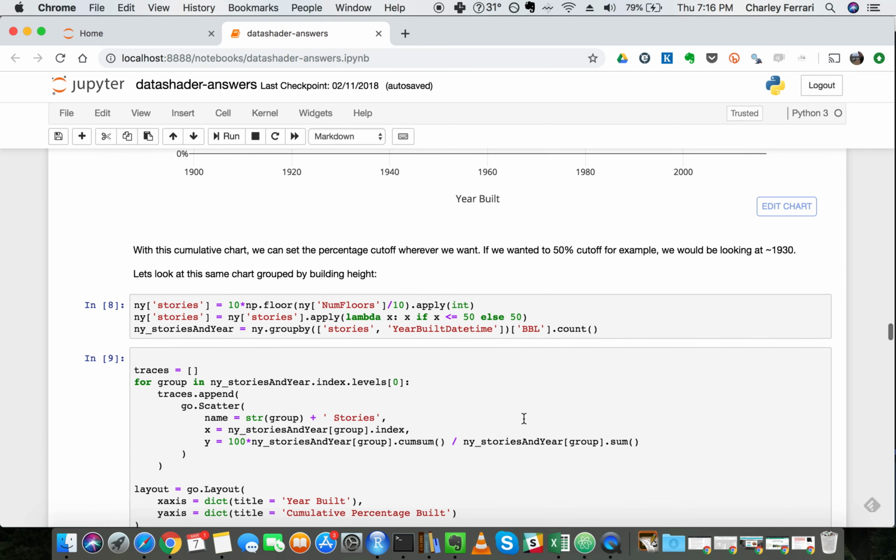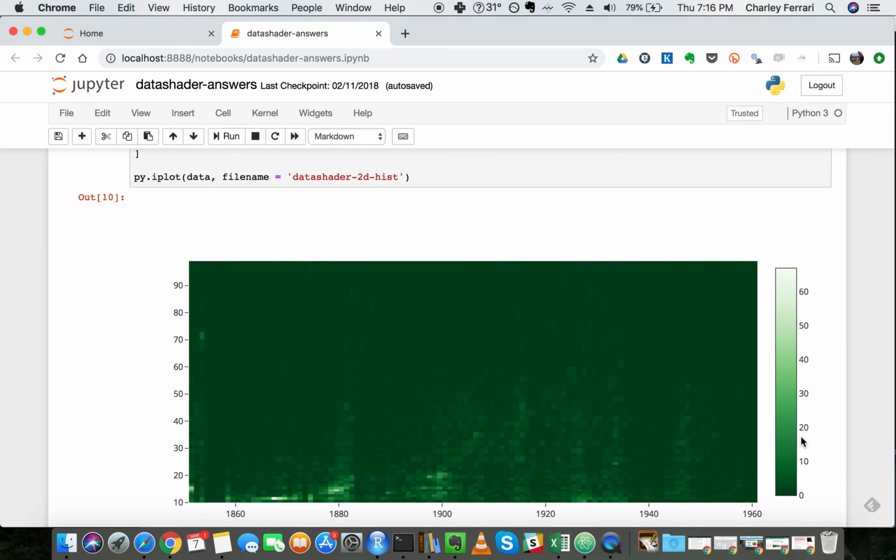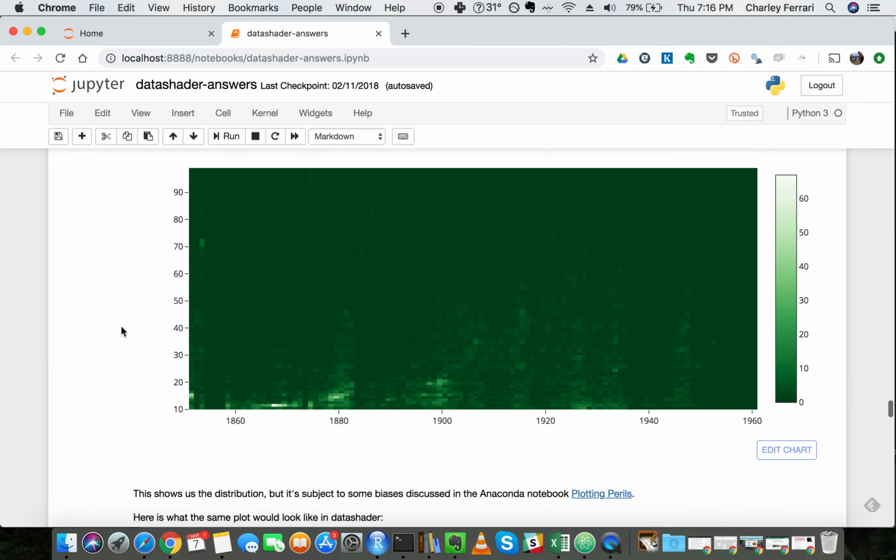So that's what I had for the first question. The first question was a bit more about thinking about the question being asked, and really trying to think about strategies to display that information. But then the second portion with Data Shader was a bit more prescriptive.